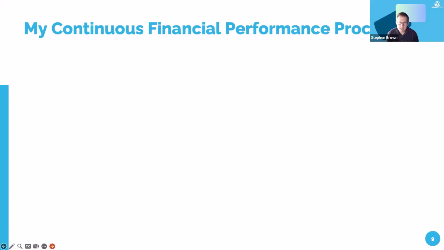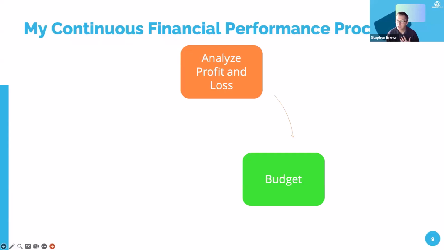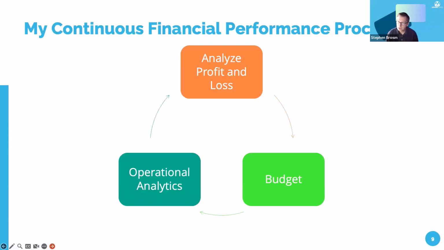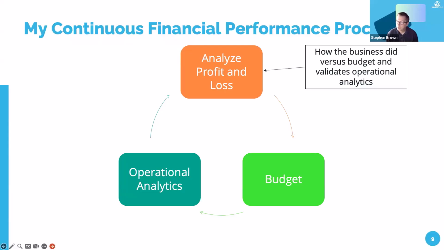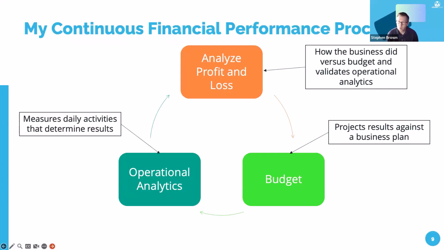Okay, I talked last month. If you joined me last month, I talked a little bit about my continuous financial performance process. That's where we would take our profit and loss, analyze it, and use that to do budgeting, and then we used operational analytics to make decisions. On the top one, we'd say, how did the business do versus budget and validating our operational analytics. We are making projections against a business plan, and we are measuring daily activities. So we use an analytics tool in that case.